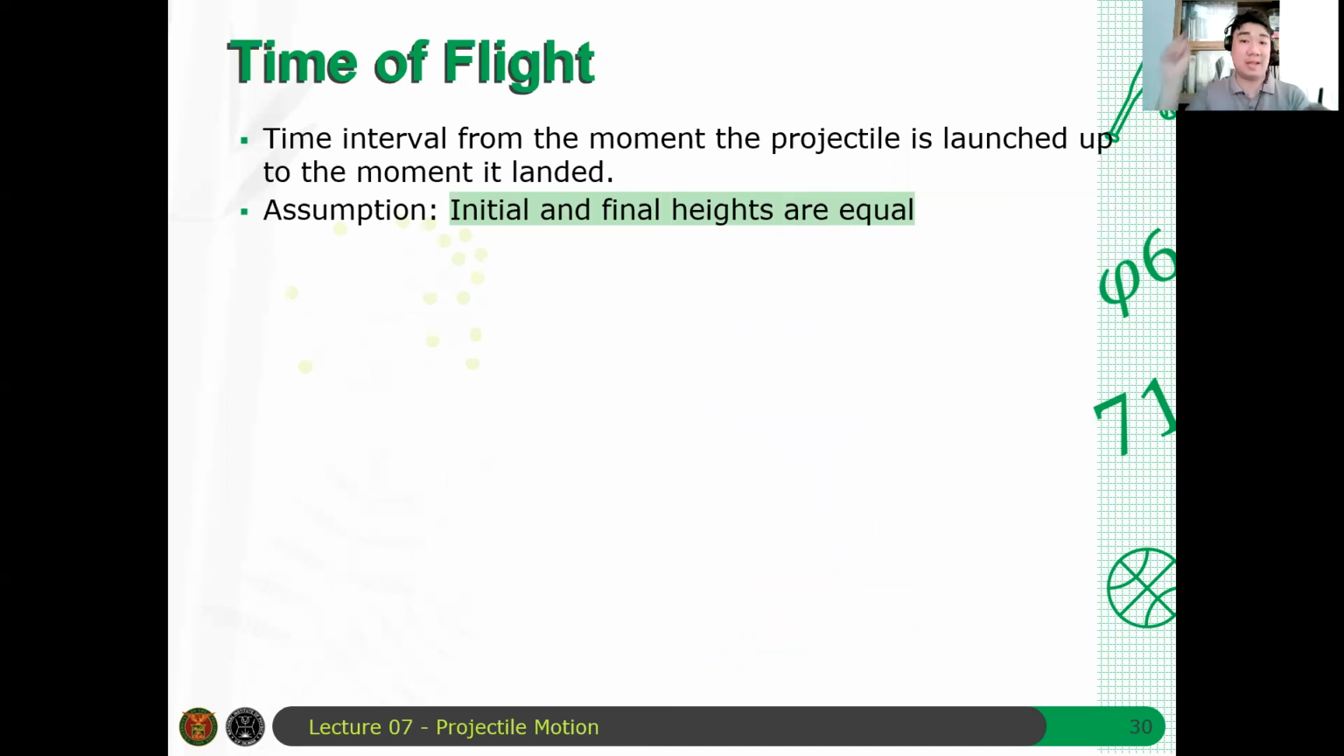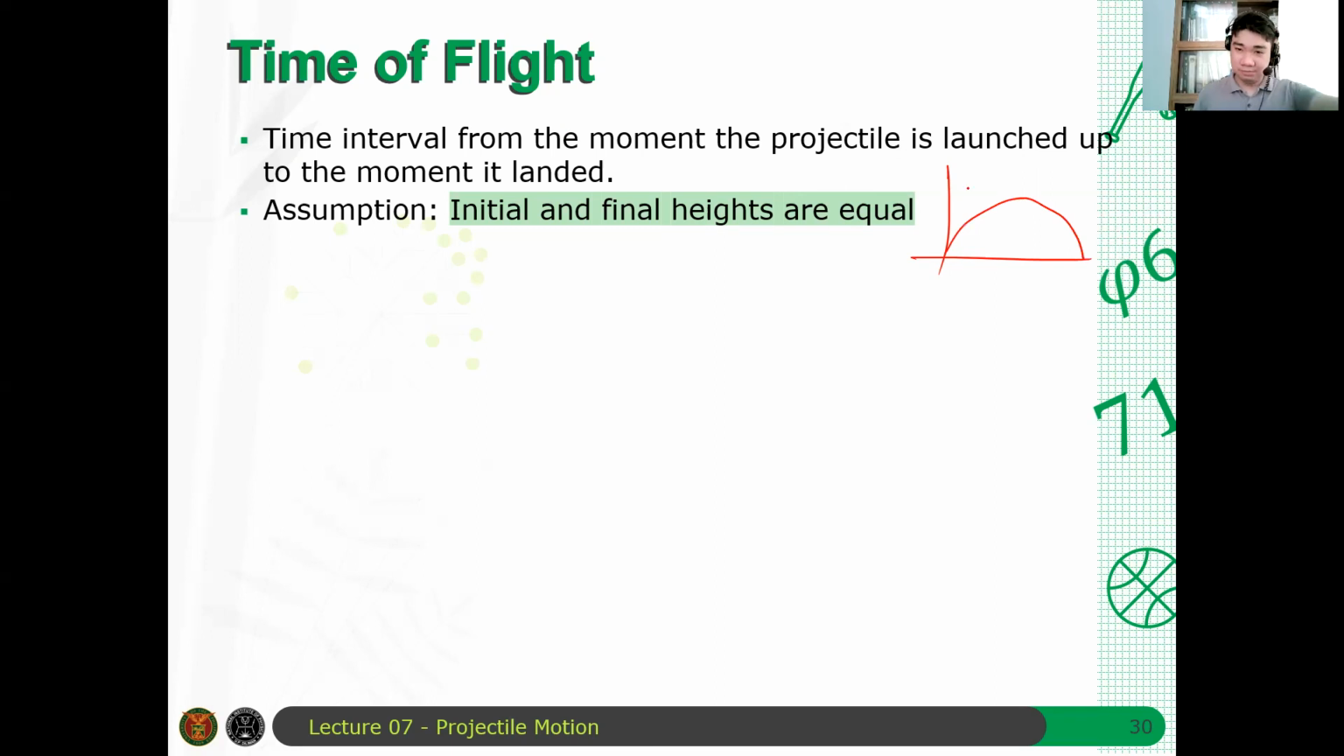The total time the particle is in air. So from the start to the end point, that is the time of flight. Then the assumption here, as I said, is that the initial and final height should be the same. So the projectile looks like this.